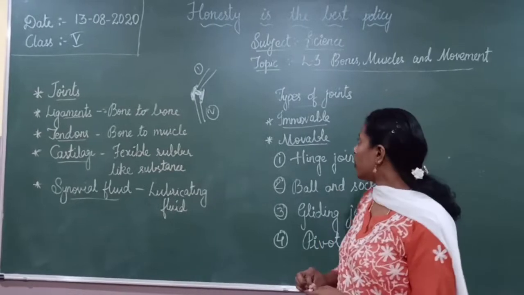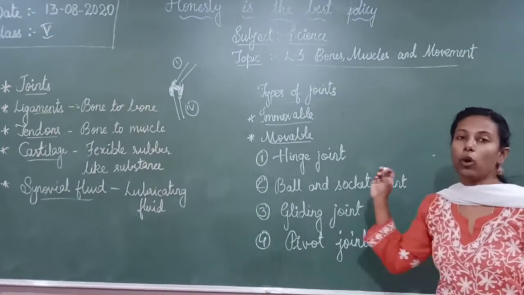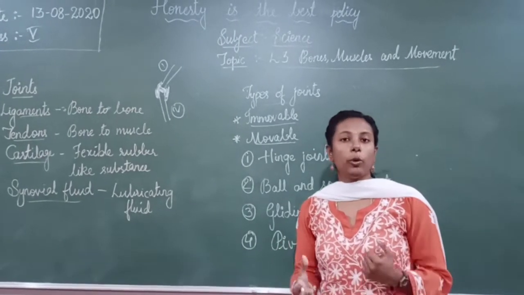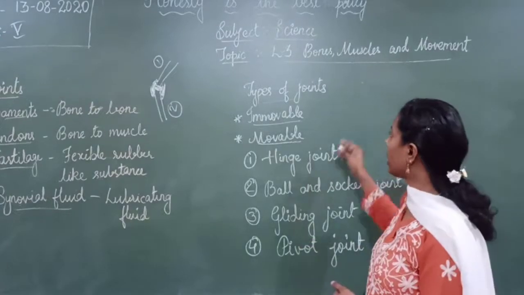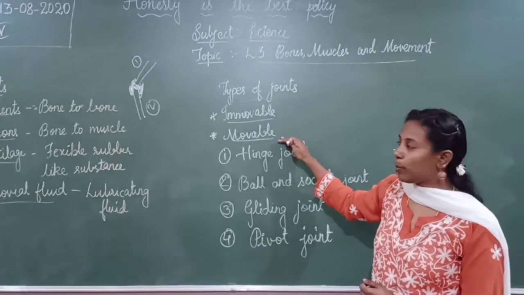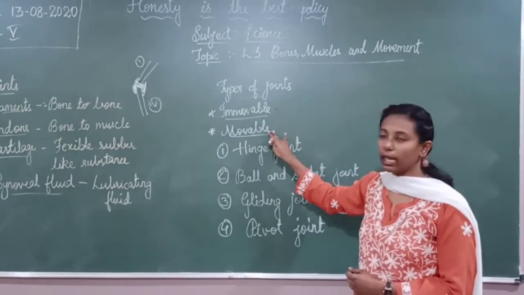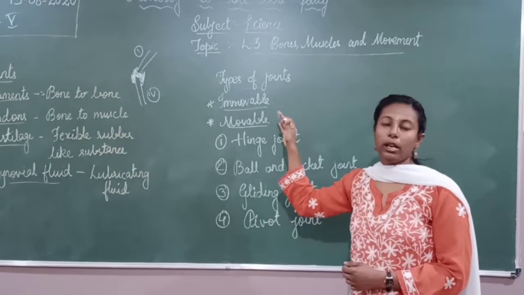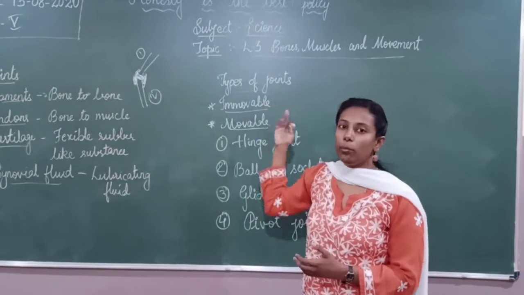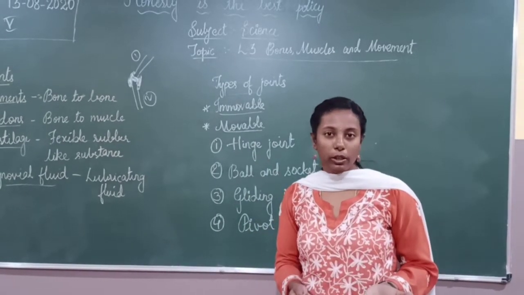Okay, now moving on to the types of joint. So we studied what are joints. Joint is a place where two bones meet. Under that it is divided into two parts. First is immovable joint and second is movable joint. By the name itself, you might understand what is an immovable joint. Immovable, which cannot move.